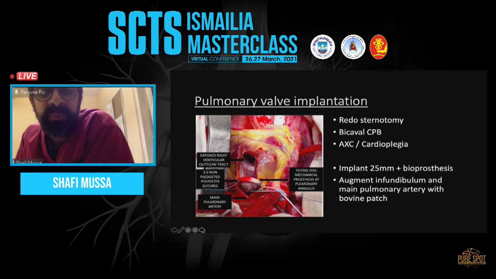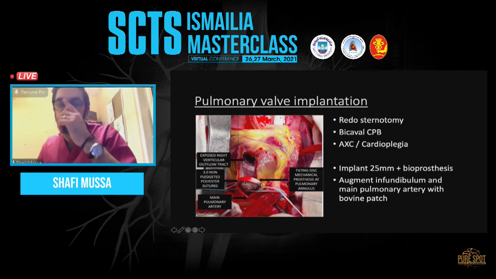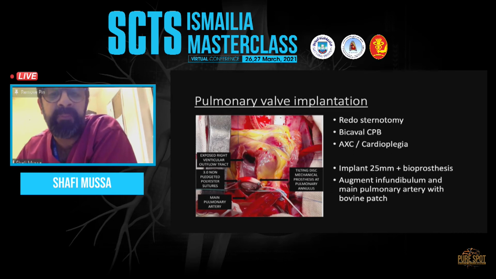In terms of the prostheses that one would normally implant, the suggestion is to implant a prosthesis which is at least 25 millimeters or above. We routinely use bioprostheses. So I would routinely use a Perimount or a Hancock prosthesis. You will see that in the picture here, what I've got here is actually a mechanical prosthesis. This is very unusual to see a mechanical prosthesis placed in the pulmonary position.